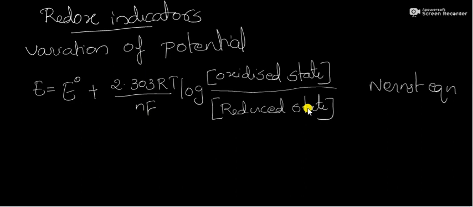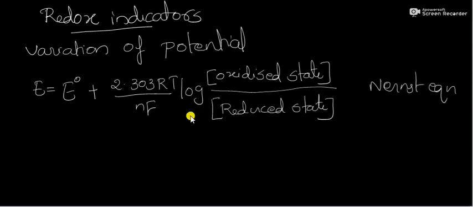This is our Nernst equation. This follows the variation of potential of a redox titration. E equals E0 plus 2.303 RT divided by nF into log of concentration of oxidized state divided by concentration of reduced state. This is our Nernst equation. According to this equation, during a redox titration, there occurs a gradual variation of potential of a particular redox system.